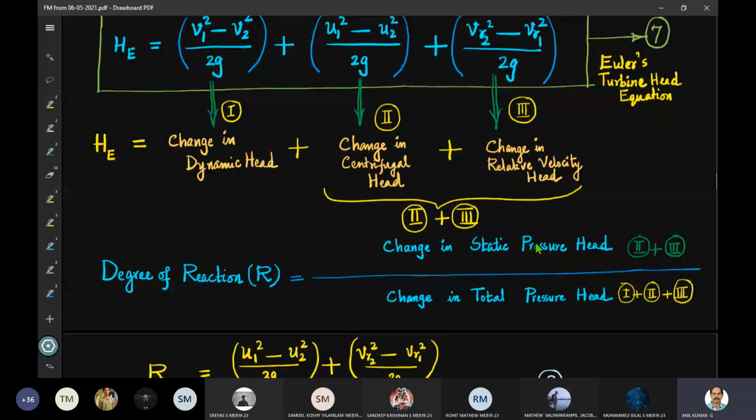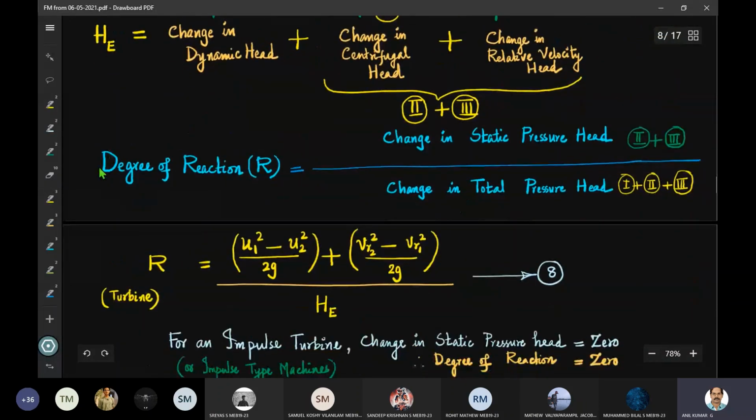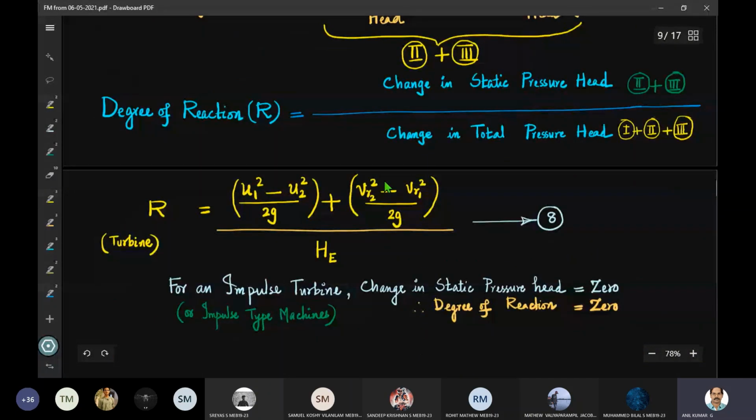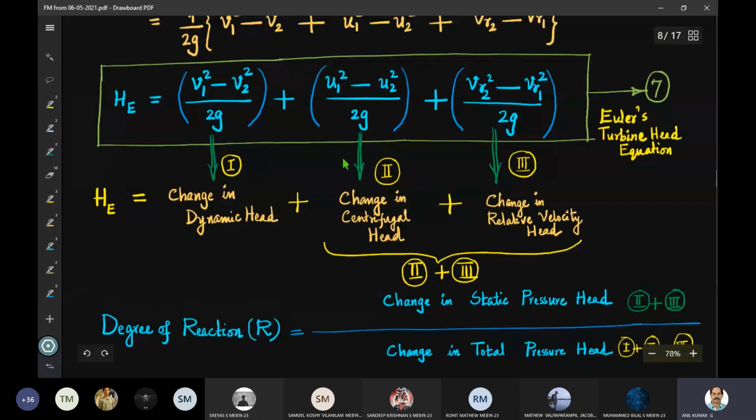Or conversion of kinetic energy into pressure energy, say. So change in dynamic head plus change in static pressure head gives the total pressure head developed. So that's a very important expression. Please take note of these three terms. Those are important, that can explain the kind of energy transformation or energy conversion that takes place in turbo machineries.